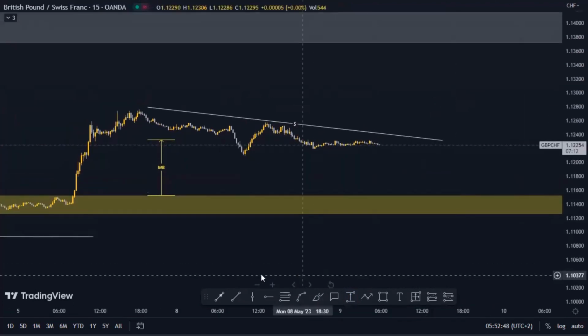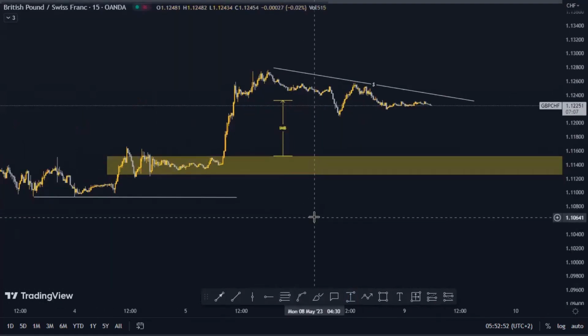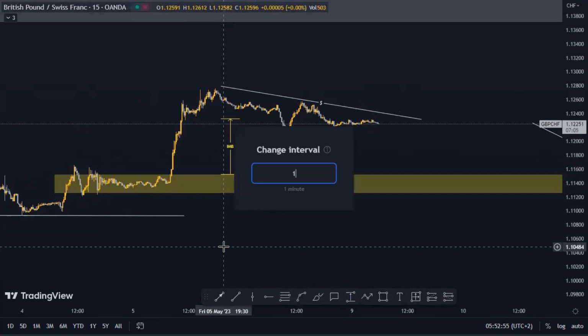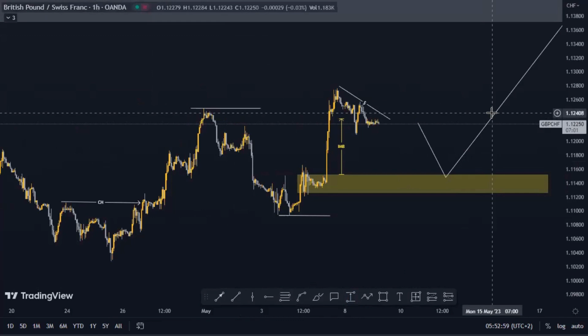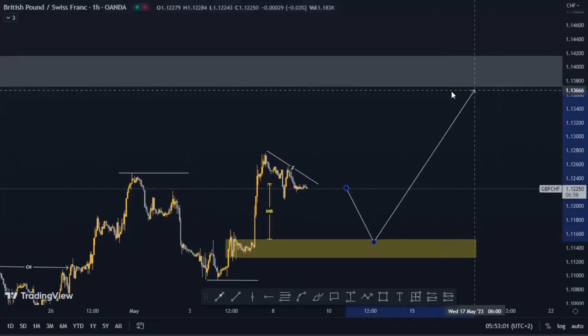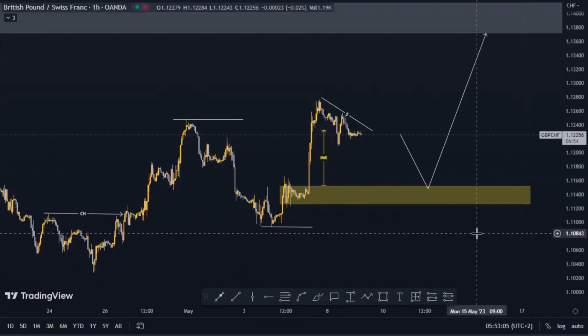Pound Swiss, one of my favorite pairs, because when it moves, oof, yeah. Pound Swiss, let me stay on a 1 hour time frame just to give you a much clearer idea. Pound Swiss, this is what we're looking at this week, right? Have this picture in mind.